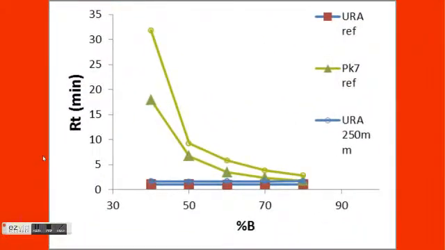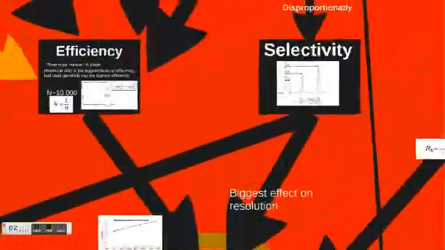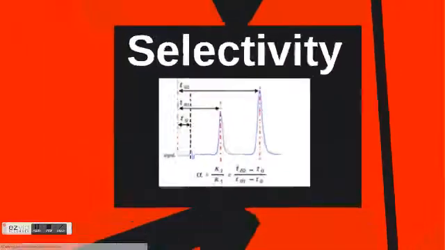This can be seen in this graph where the retention time of both peak 7 and uracil are increased as the column length increases. Selectivity is also another factor that affects runtime.